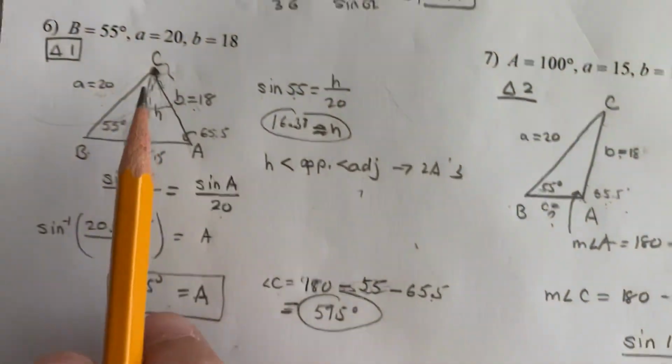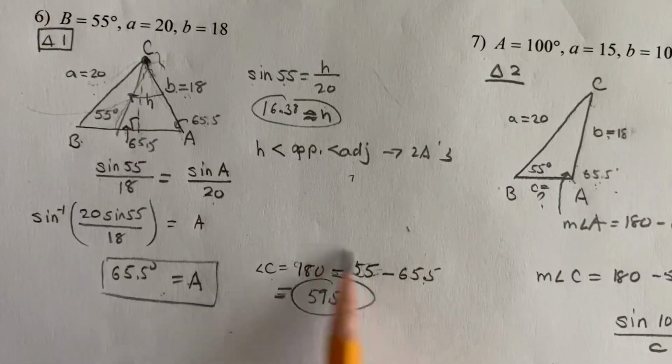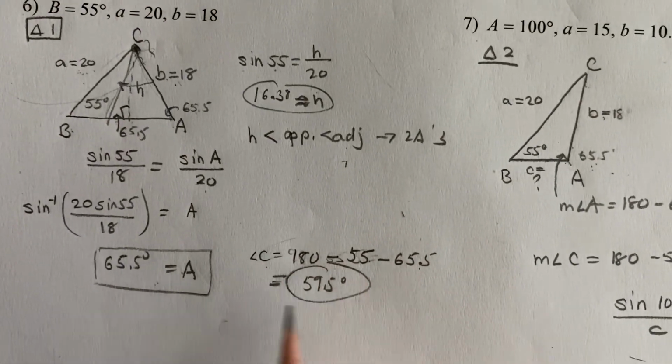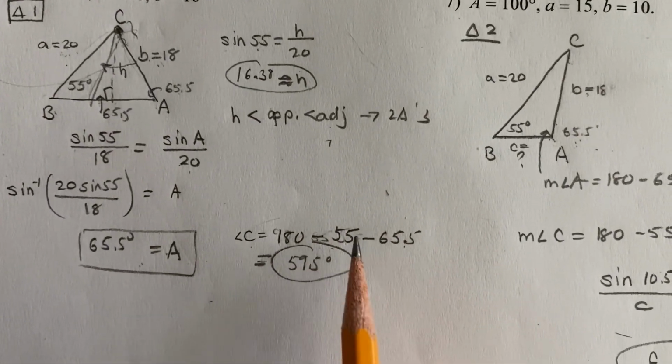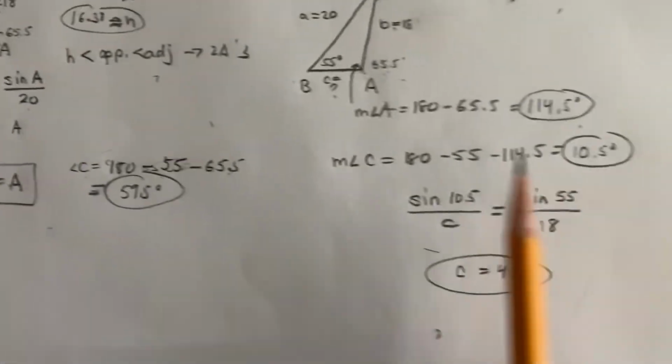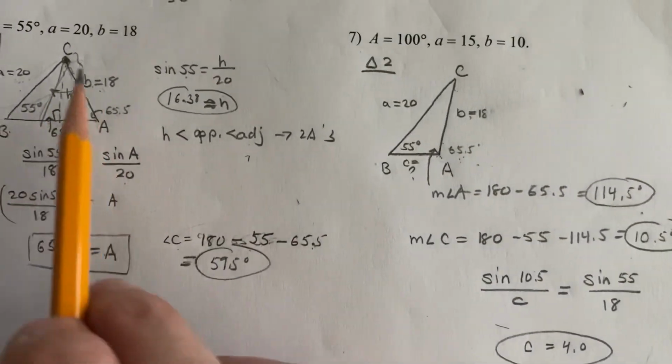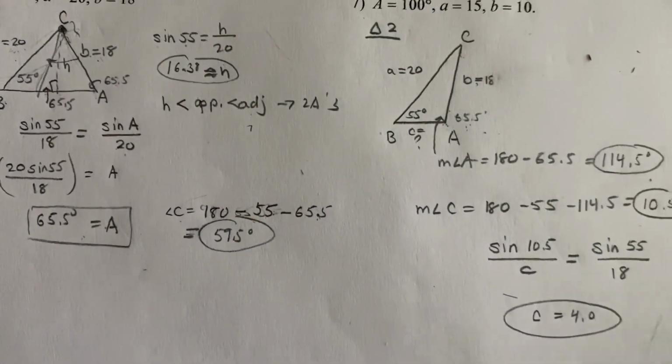Okay, so the key is to draw that picture. Again, I apologize for making this simple computational error. It's 180 minus 55 minus 114.5, not 65.5. I would recommend you draw the picture to help you visualize and solve these problems.